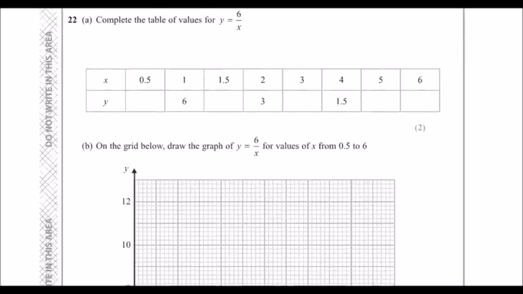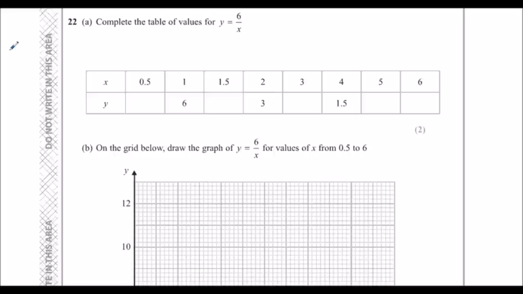Okay, question 22. Complete the table of values for y equals 6 over x. So 6 divide by x. So 6 divide 0.5. 6 divide 0.5 is 12. 6 divide 1.5. So just type these into the calculator. That's 4. 6 divide by 3. That's 2. 6 divided by 5, 1.2, and 6 divided by 6, that's 1.